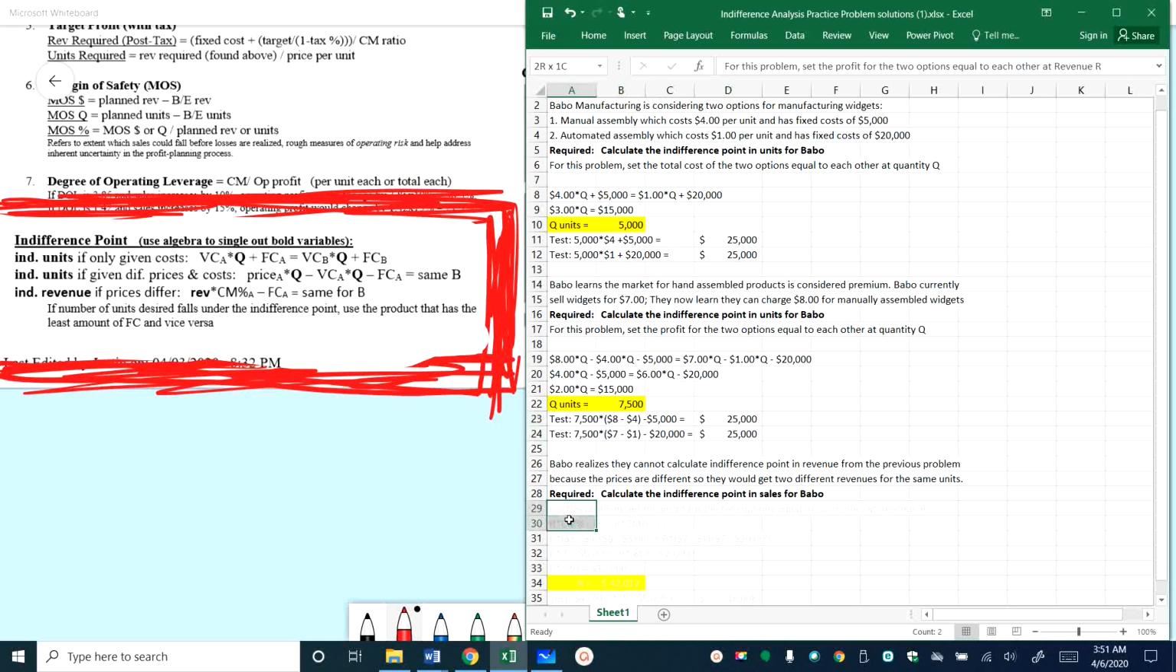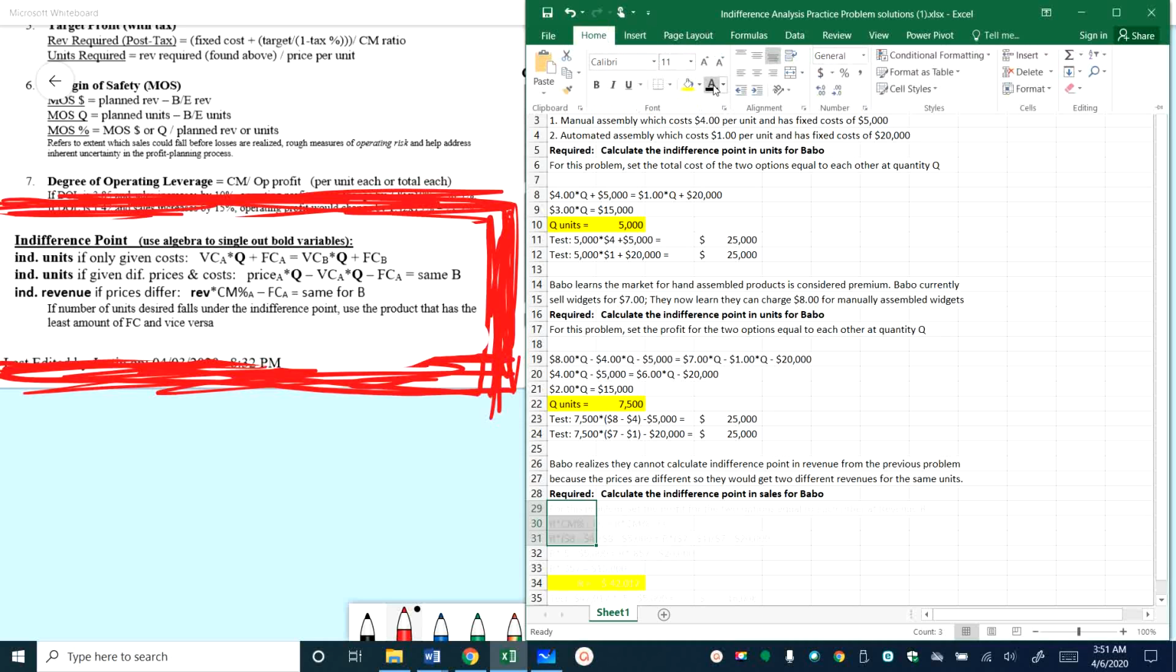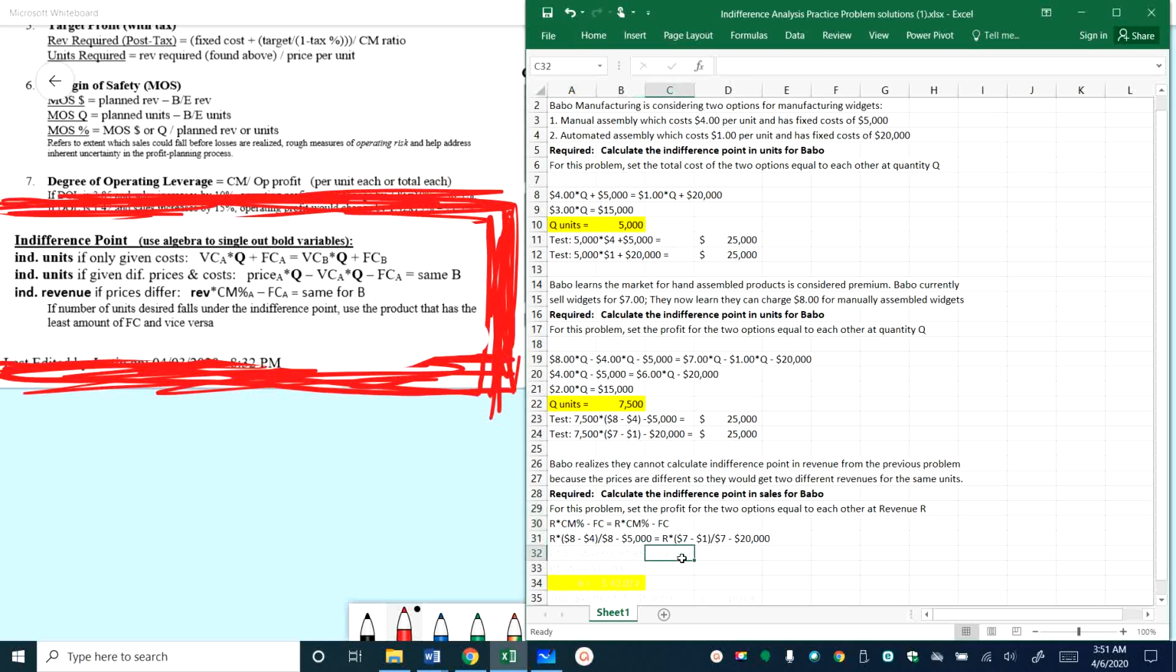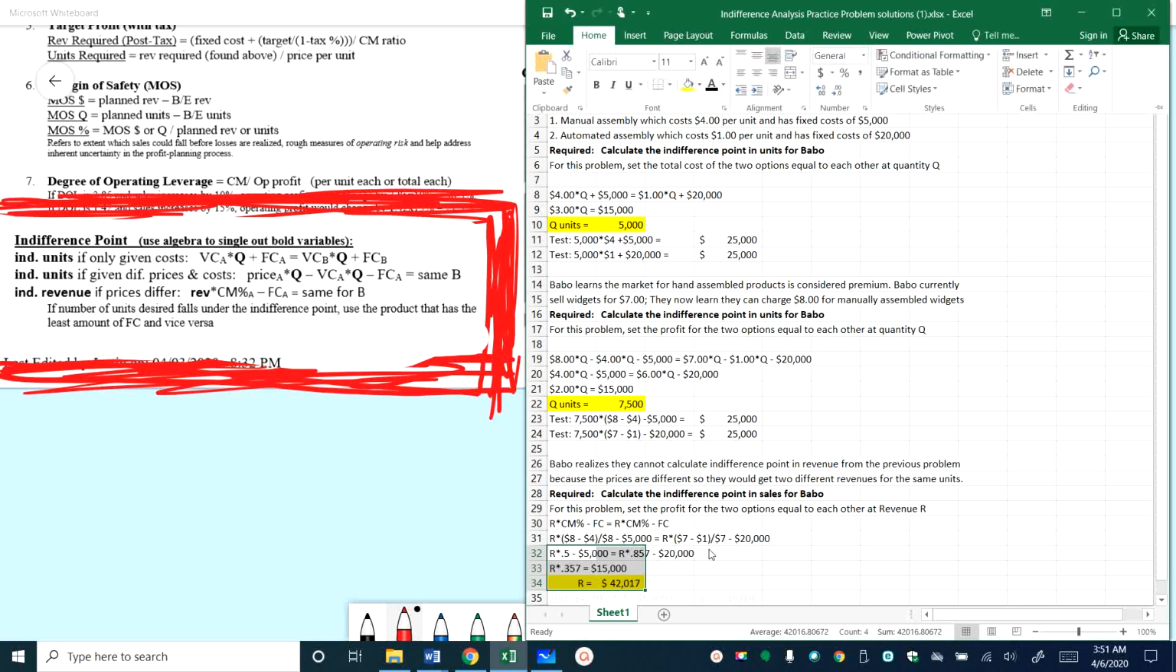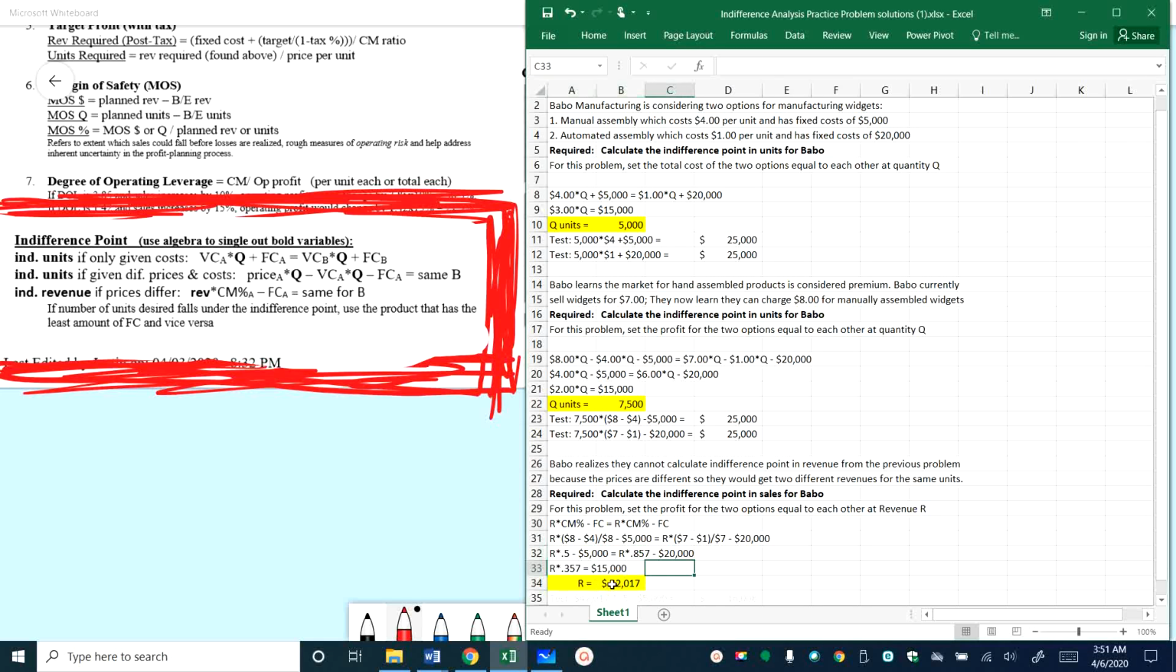So hopefully you used that third equation because we're looking for revenue this time, particularly because they have different prices. And so you'll come out with this. The R times the contribution margin percent, which would be that price minus variable cost divided by price, minus the fixed cost, which was 5,000, and equal the same for B. And again, use simple algebra to kind of rework that equation to get R should equal $42,017.